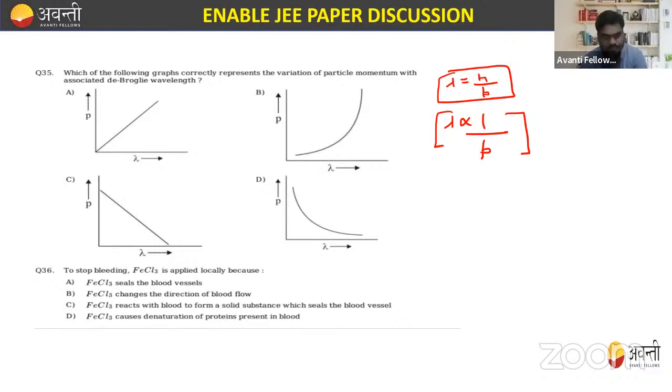Okay, so out of these four graphs, which one is correct, beta? Yes, tell me fast. That is D, because as we can see, when lambda is 0, momentum is maximum. As the wavelength goes on increasing, momentum starts decreasing. So option D is absolutely correct for this question, right? Because momentum is inversely proportional to wavelength.